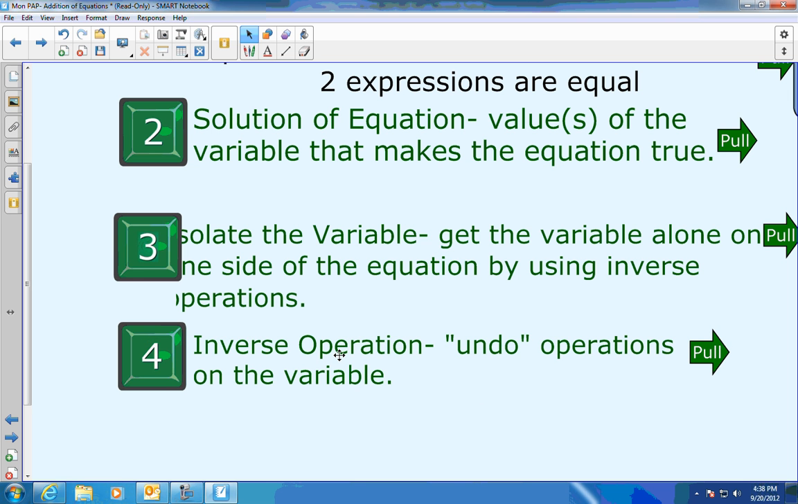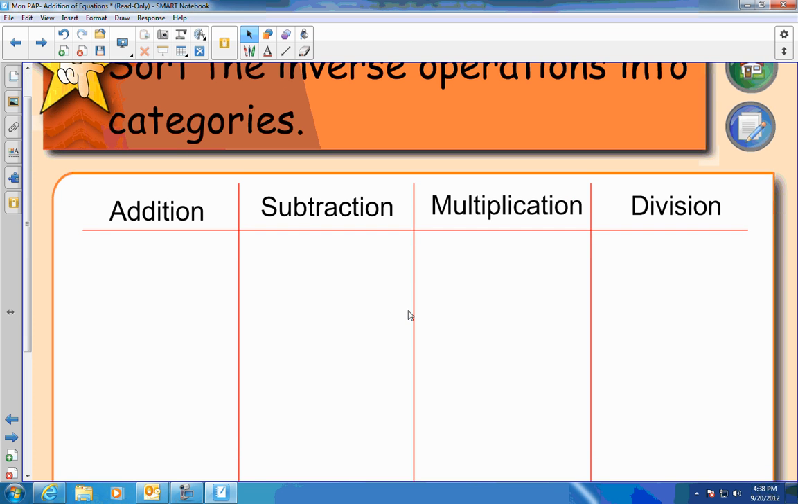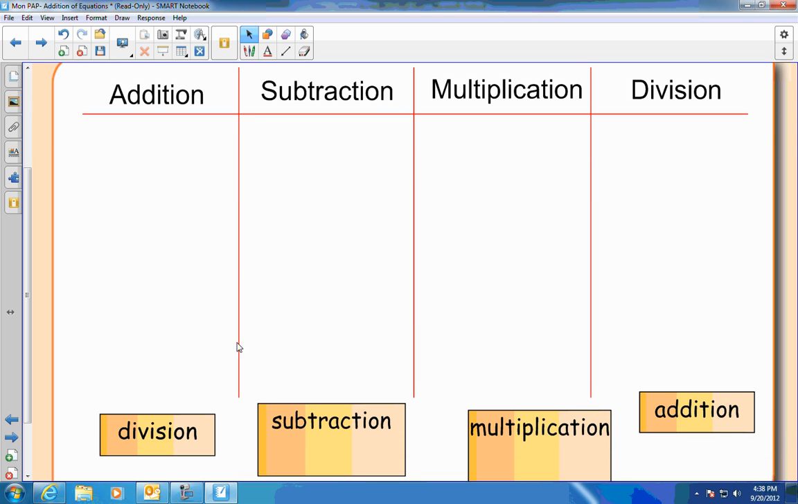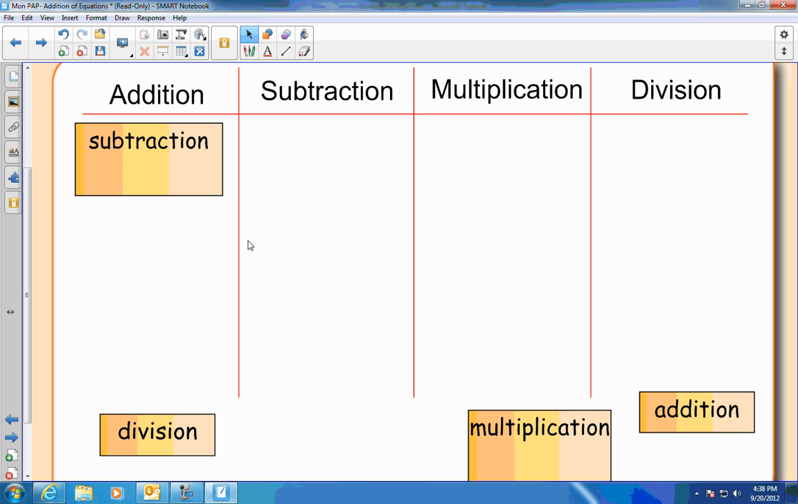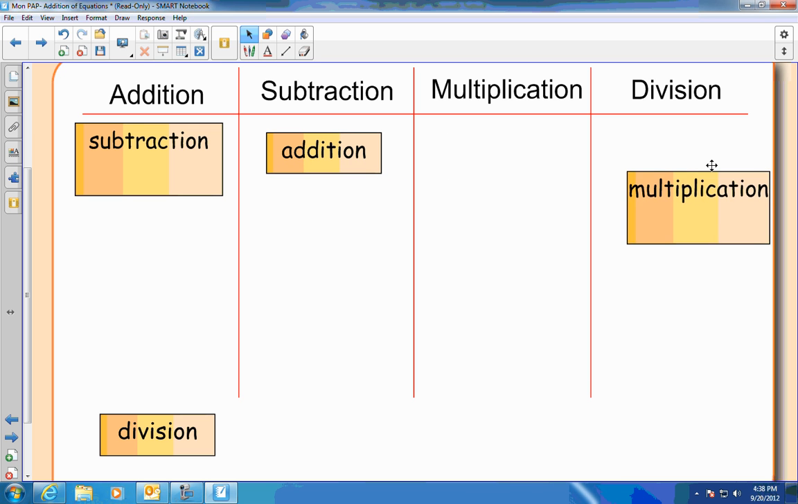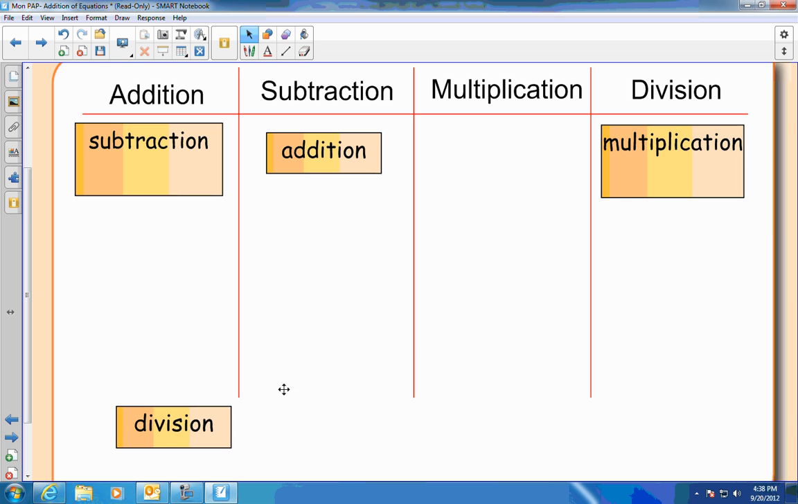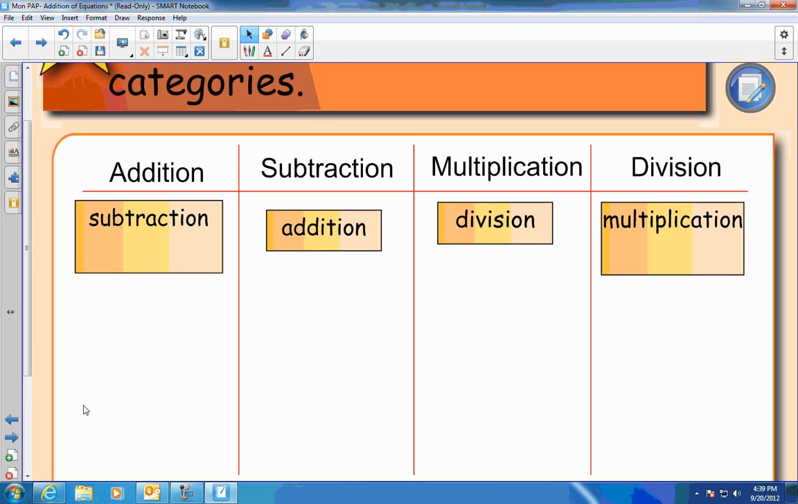So an inverse operation is an operation that undoes other operations. So for example, the inverse operation of addition is subtraction, because subtraction undoes addition. Therefore, addition undoes subtraction, multiplication undoes division, and division undoes multiplication. So those are our inverse operations.